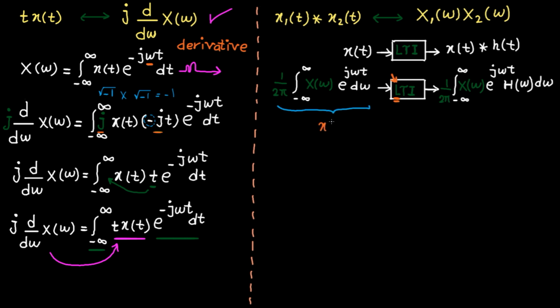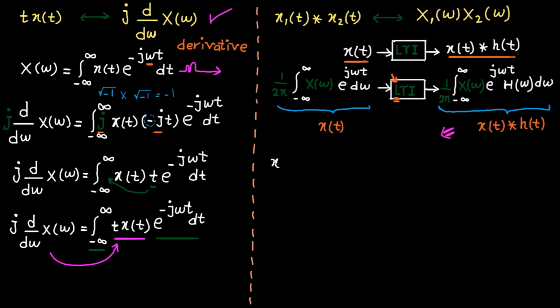This is basically x(t) based on the definition of inverse Fourier transform. But we already know if x(t) goes through an LTI system, we get this convolution at the output. What does this mean? The input to the LTI system at the top and at the bottom is the same, i.e. x(t). This means the outputs must be the same. Or we can say this integral is equal to the convolution between x(t) and h(t).